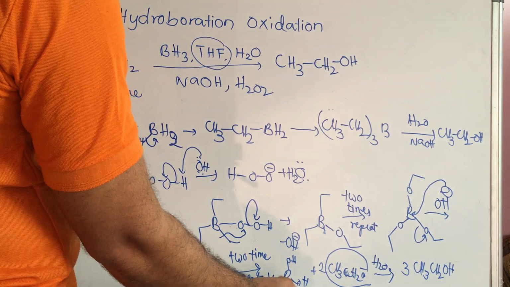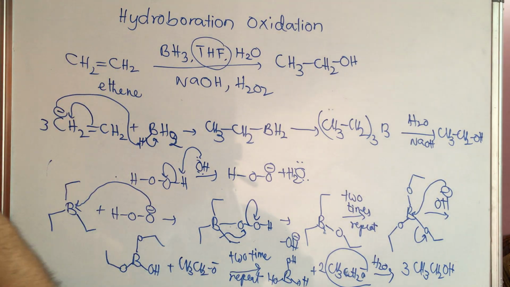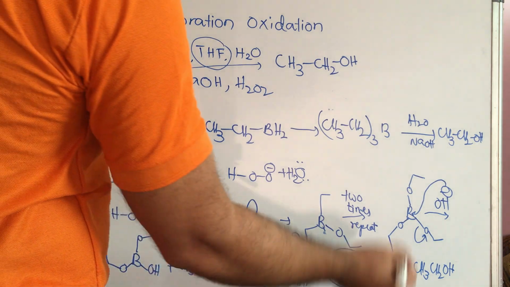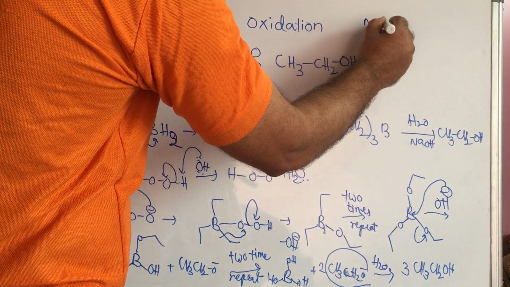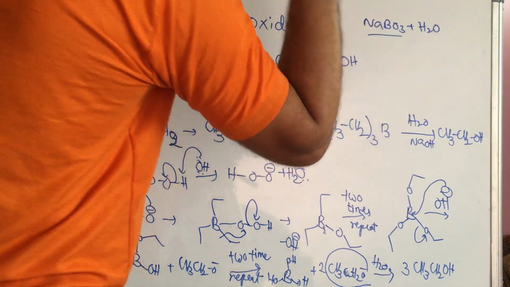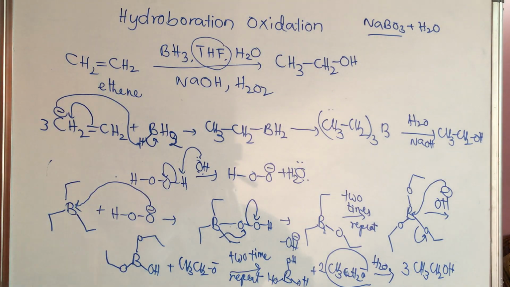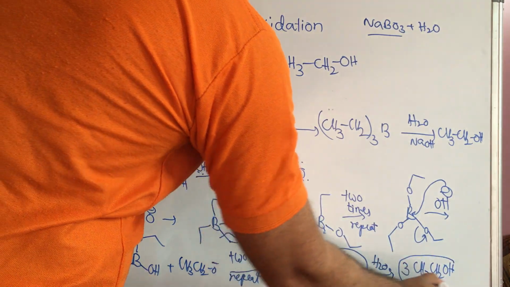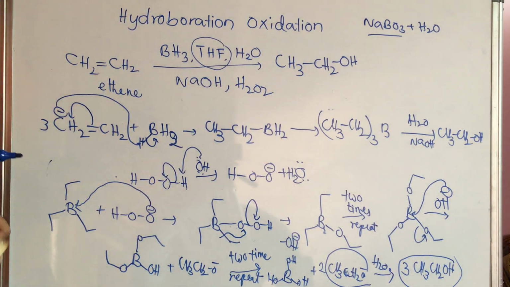And this one, H3BO3, boric acid, reacts with the base and forms Na3BO3, and the remaining will be H2O. Okay, so this is a clear mechanism of hydroboration oxidation.